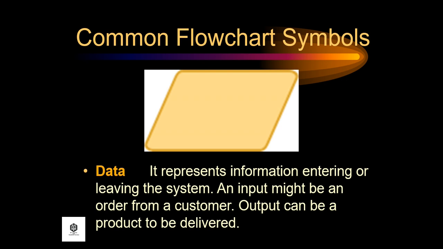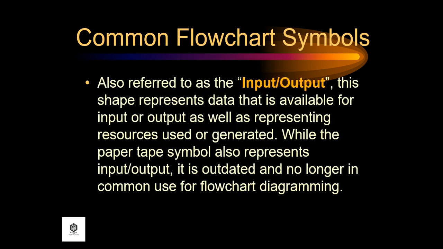Another common flowchart symbol is data. It represents information entering or leaving the system. An input might be an order from a customer. Output can be a product to be delivered. Also referred to as the input-output. This shape represents data that is available for input or output as well as representing resources used or generated. While the paper tape symbol also represents input or output, it is outdated and no longer in common use for flowchart diagramming.